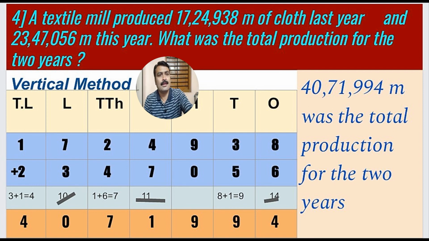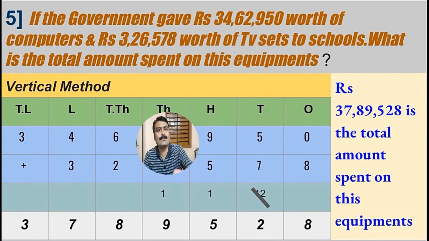Now let's try to continue the next word problem, that is serial number 5 given in our textbook in problem set number 9 there. So we are trying to read out this fifth word problem. If the government gave rupees 34,62,950 worth of computers and rupees 3,26,578 worth of TV sets to schools, what is the total amount spent on this equipments?